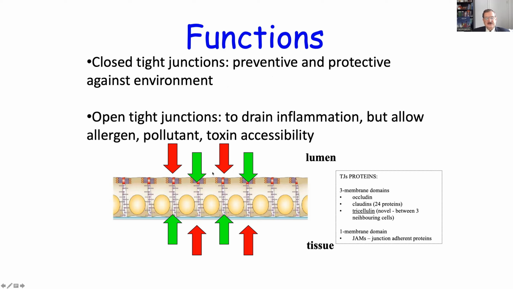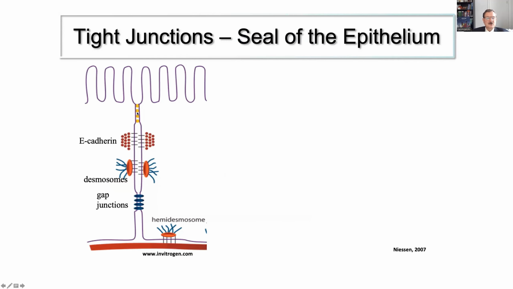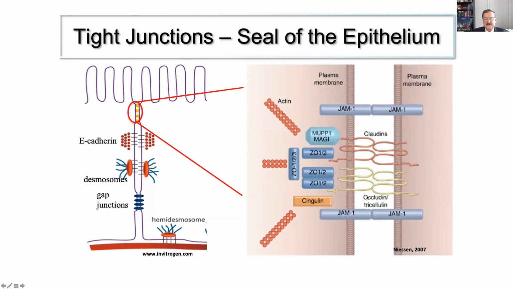Open tight junctions mean that if there is too much inflammation here, this inflammation can be drained, but at the same time, allergens, pollutants, toxins can go into deeper tissues. And here we look closer at this area, the apical area that seals, even water cannot pass through. And we have here claudins, occludins, tricellins, making very strong covalent bonds. And this makes the surface of the epithelium.